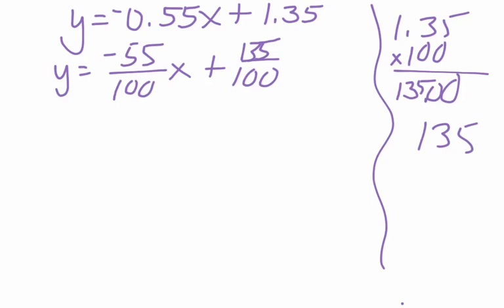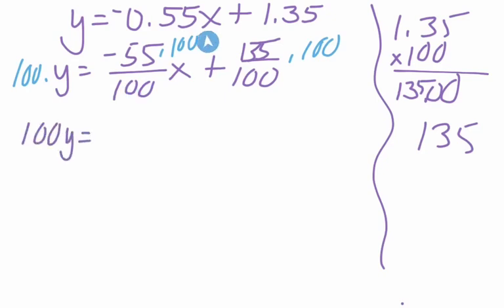Where we're going with this is that basically you're going to multiply by 100. So we're going to take the left side and multiply it by 100. The reason we're doing that is to try to clear out that fraction or move that decimal point. Multiplying by 100 is just going to kick the decimal point over. So now I've got 100y. And then here, the hundreds cancel out, leaving you with the negative 55. And here, the hundreds cancel out, leaving you with the 135.